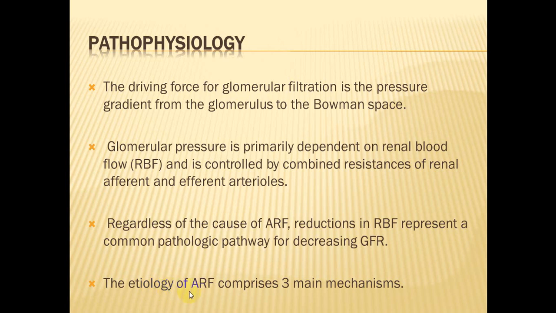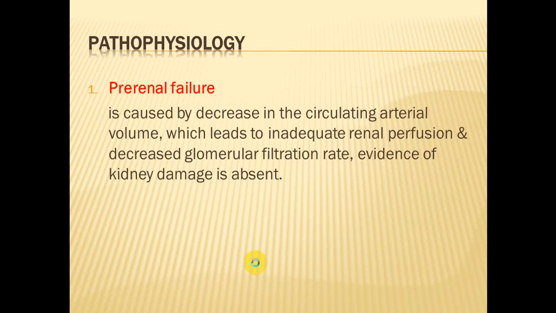The etiology of acute renal failure can be classified into 3 mechanisms: either pre-renal, renal, or post-renal. Pre-renal failure is caused by a decrease of circulating arterial volume. There will be hypovolemia, meaning inadequate renal perfusion, which will decrease the glomerular filtration, but there is no primary kidney injury.